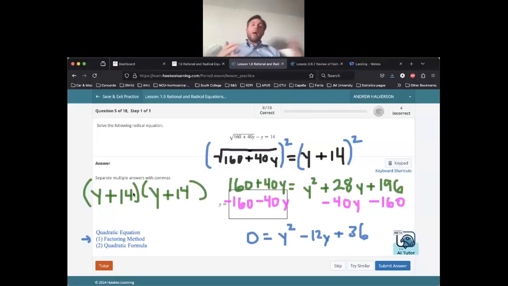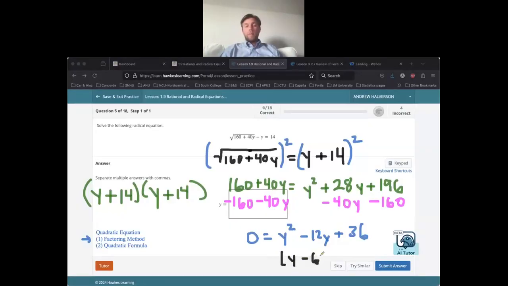Now, you don't have to factor it if you don't want to. You can use the quadratic formula on every quadratic equation. It will always work for every one of them. So if you don't like factoring, move on to the quadratic formula. Remember what that is? Minus b plus or minus the square root of b squared minus 4ac, all of that over 2a. It's just the order of operations, PEMDAS. But this one here does indeed factor.